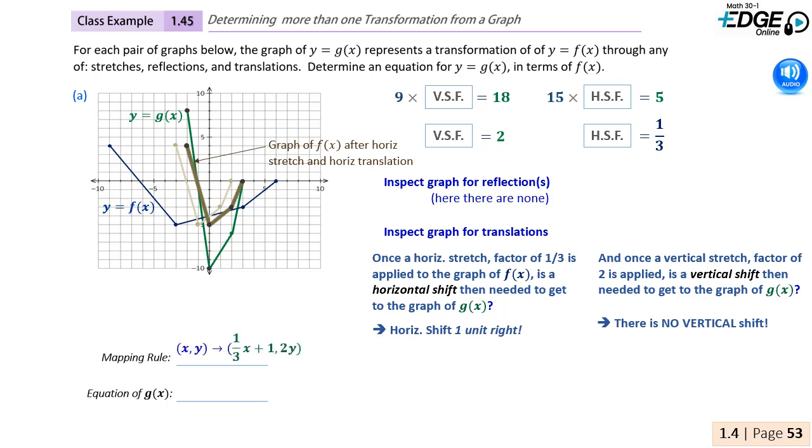We can confirm then that the mapping rule would be x and y become 1/3 x plus 1, and y becomes 2y. Recall that a vertical stretch of 2 shows up as a coefficient of 2 in front of f, whereas a horizontal stretch of 1/3 shows up as a coefficient of 3. Our translation is written as x minus 1 as we're moving 1 unit to the right.